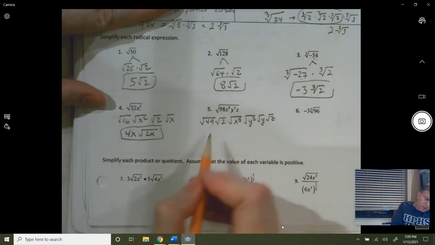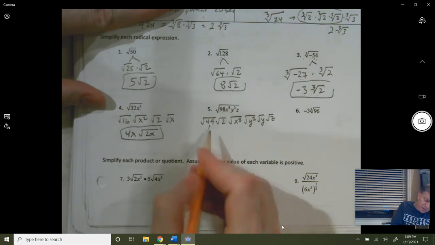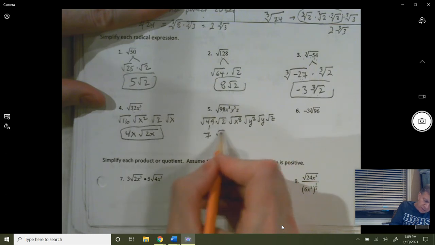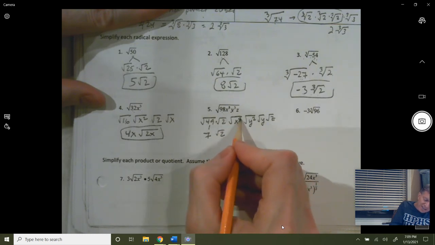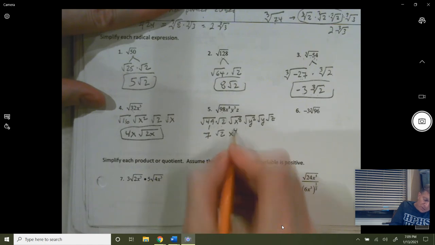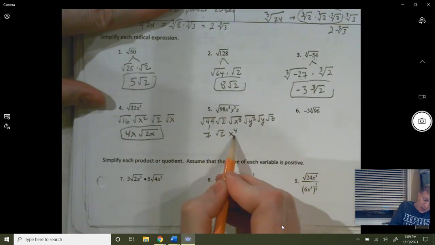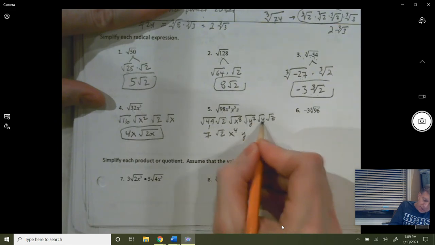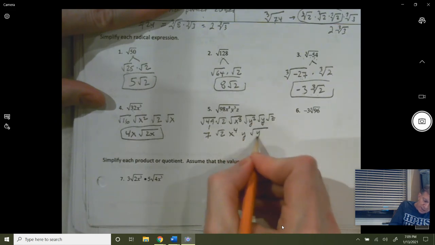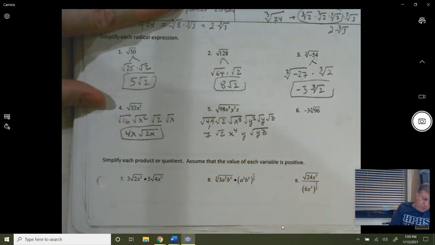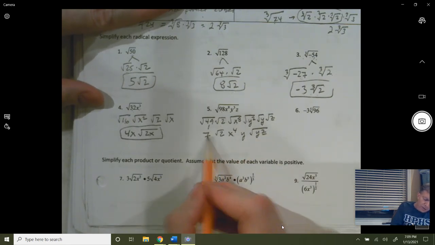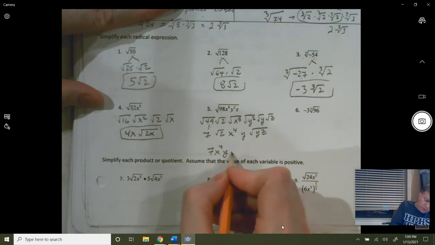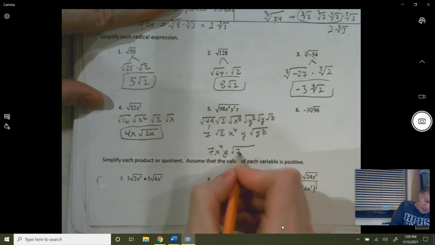And let's square root everything. This thing becomes a 7. This thing is still a square root of 2. That doesn't simplify. Square root of x to the 8th is x to the 4th. Notice if it's a perfect square, it comes out of the radical. Square root of y squared is y. And then these two we can combine into the square root of yz. Let's take everything that came out of the radical, the 7x to the 4th y, and then I'm left with the square root of 2yz in the radical.